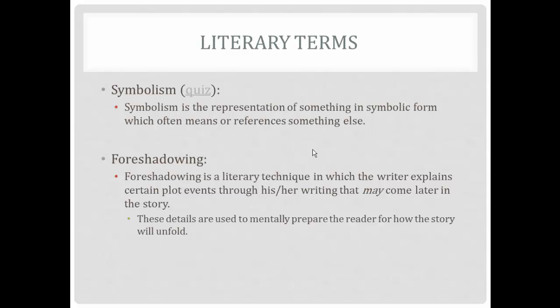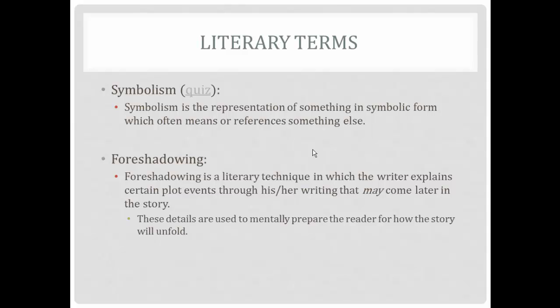And the final literary term that we're going to look at is foreshadowing. Foreshadowing is a literary technique in which the writer explains certain plot events in the writing that may happen later. So when you're at the outset of a short story and you see some words or actions that are going on with the character, these things are oftentimes foreshadowing or foretelling what will happen later. We may not know because as a reader, we haven't gotten that far yet.